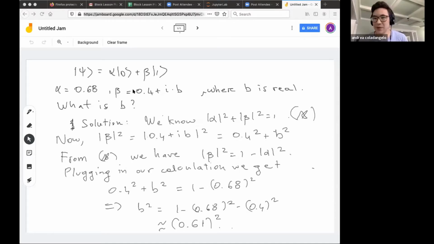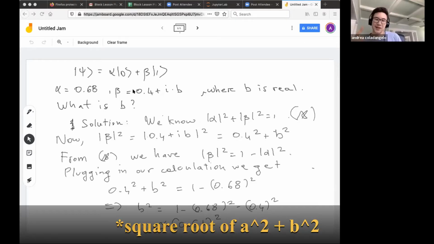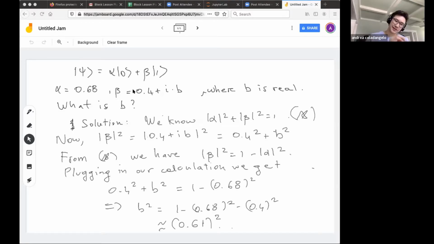And i goes away because i squared is -1. Remember that when you have a complex number a plus ib, the magnitude squared is always a squared plus b squared. So that's why i goes away. If you think of the triangle with a on one side... Thank you. Okay, so let's move on to the second exercise.